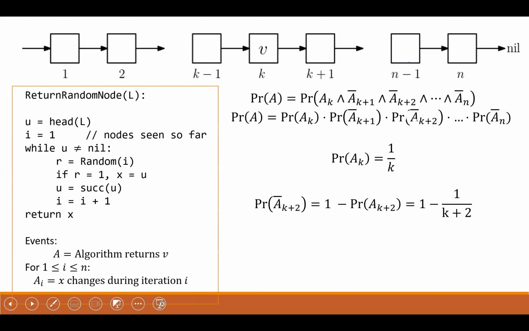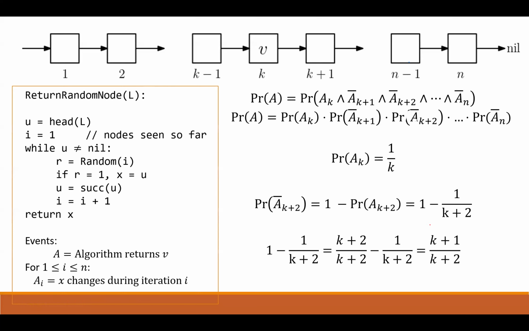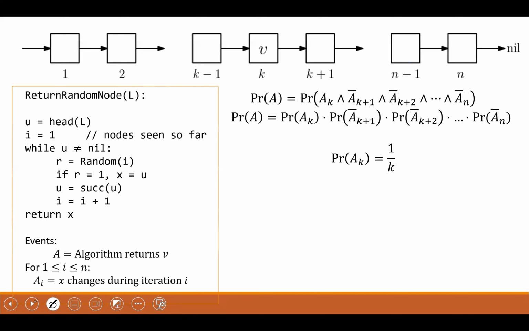For K plus 2, we can go through the same set of steps. Again, we have 1 minus 1 over K plus 2. Well, this 1, if we give it a common denominator, it's K plus 2 over K plus 2. Minus 1, we get K plus 1 over K plus 2. And so on. K plus 3, we can do the same thing, and we get K plus 2 over K plus 3. So these are the probabilities of these events.